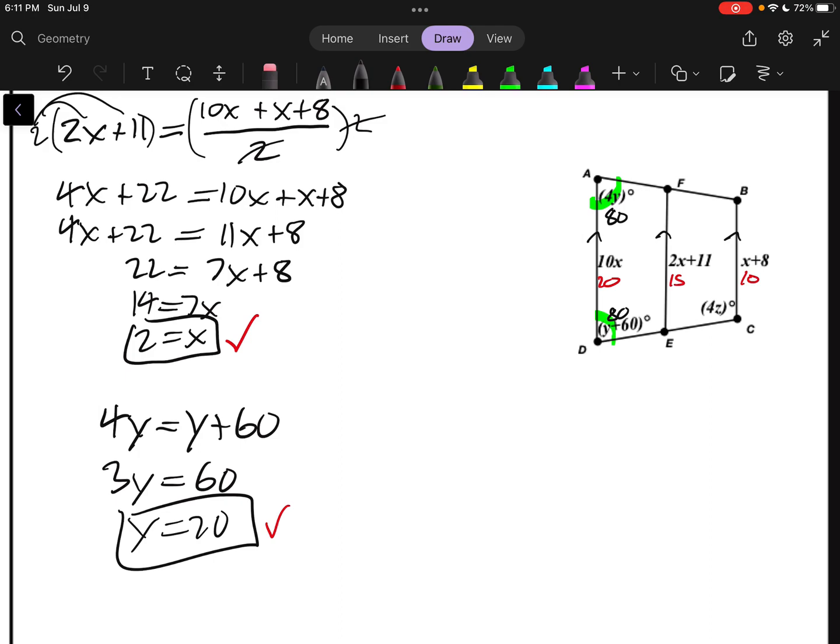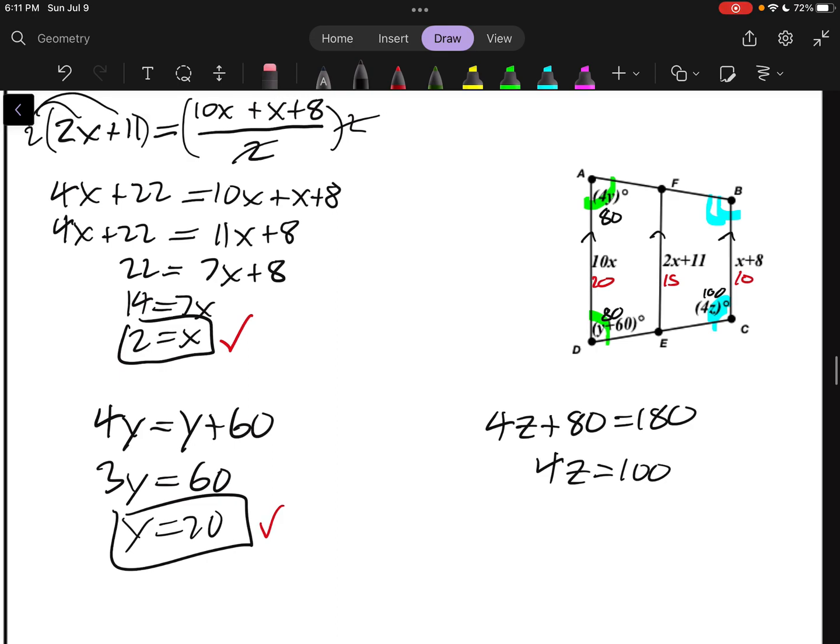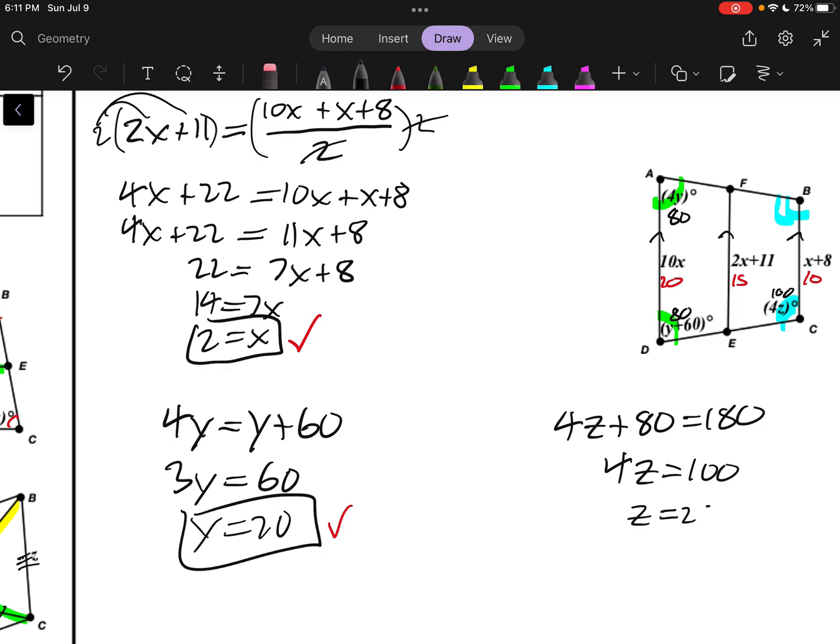And then for z, well, z should be the same as angle B, or angle C should be congruent to angle B, but I don't know what angle B is, so I can't set those equal to each other. Instead, I got to remember that if those lines are parallel, then like angle D and angle C, they have to be supplementary. So I'm going to do 4z plus 80 is equal to 180. If I subtract the 80, I find out that angle C has to be 100, right? And then divide by 4, and I get that z is 25.